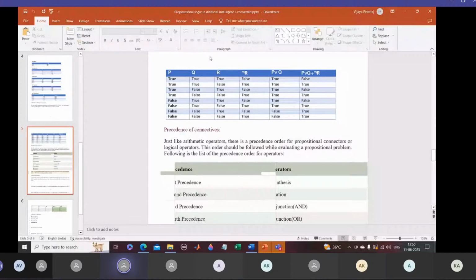Some environments are more difficult for the agent than the others. The most challenging environments are inaccessible, non-deterministic, non-episodic, dynamic and continuous. So these environments are a challenge.